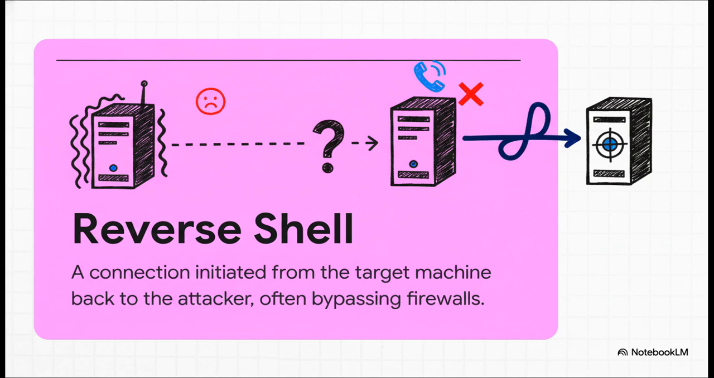Almost all Metasploit payloads use something called a reverse shell. Now think about it. Instead of you, the attacker, trying to knock on the target's front door, which is probably locked by a firewall, the exploit makes the target machine pick up the phone and call you. So here's the crucial part. If your attacker machine is unreachable because it's hiding behind that NAT network, that phone call is never going to get through. Your machine is just sitting there waiting for a call that can't connect.